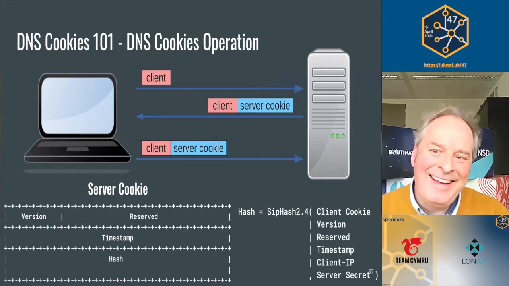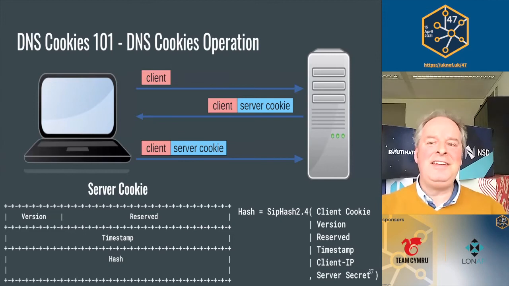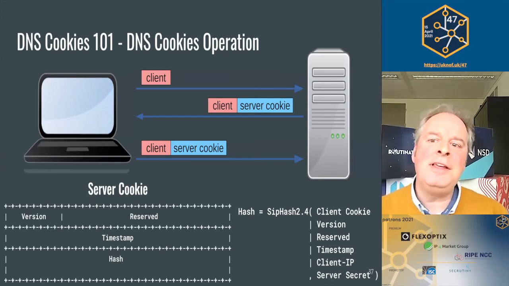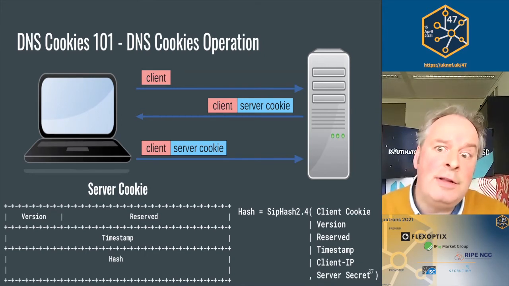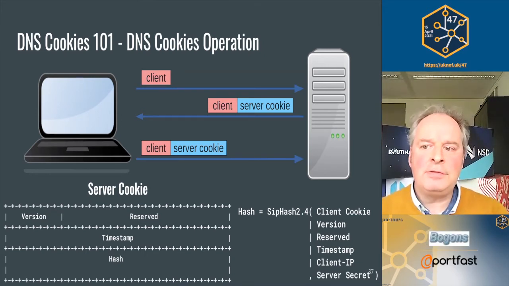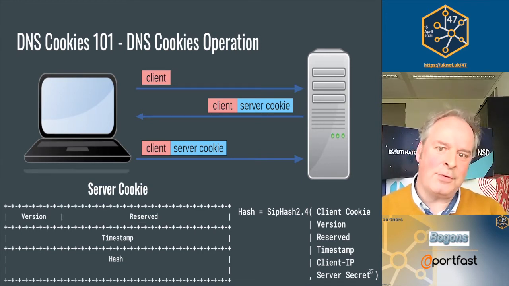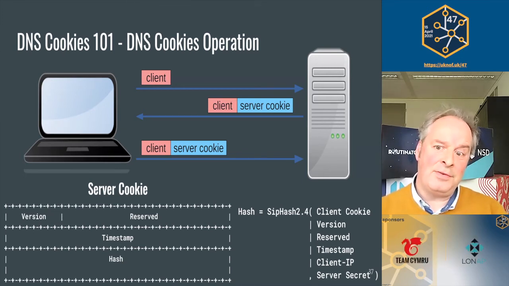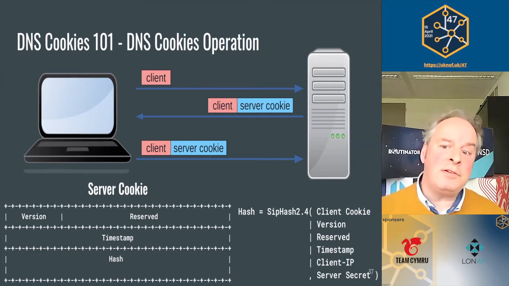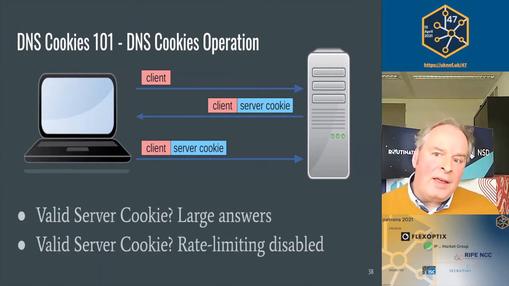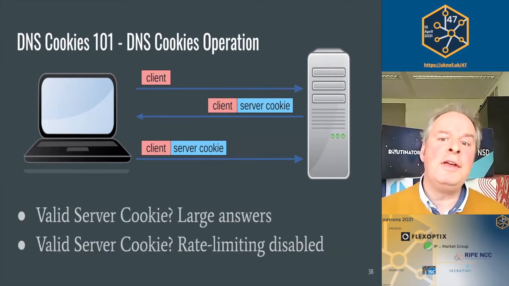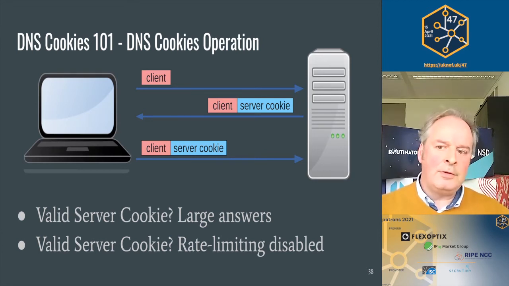I'll do my best. So cookies are a bit like a TCP handshake. The client sends a cookie in the request, the server creates a server cookie, basically a hash from the client cookie, the client IP, and the secret known only to that server. And on all subsequent requests, the client sends along this server cookie. And the server can then check it's a returning client, because the server cookie the client presents could only have been generated by that server itself, with a secret known only to that server. So if the server sees a valid server cookie, return large answers, do not do rate limiting.